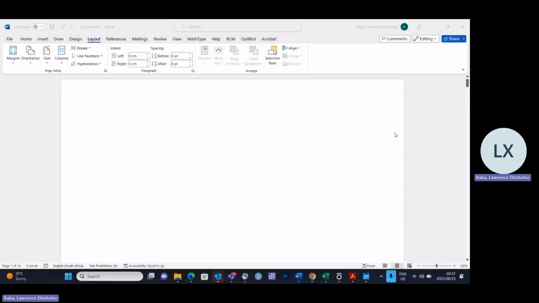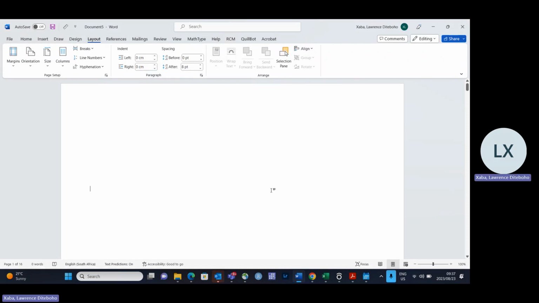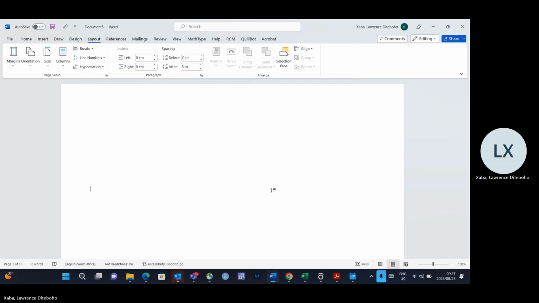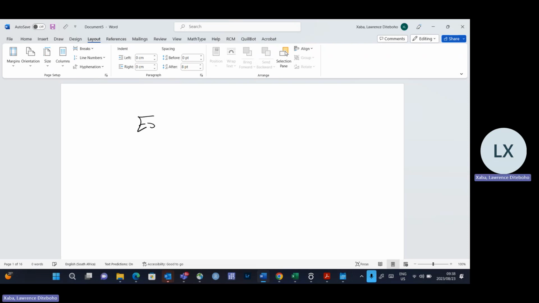So today's class, it's about these two concepts, which is exponential functions and logarithms function. Like I said, topic of the day is exponential and logarithmic function.